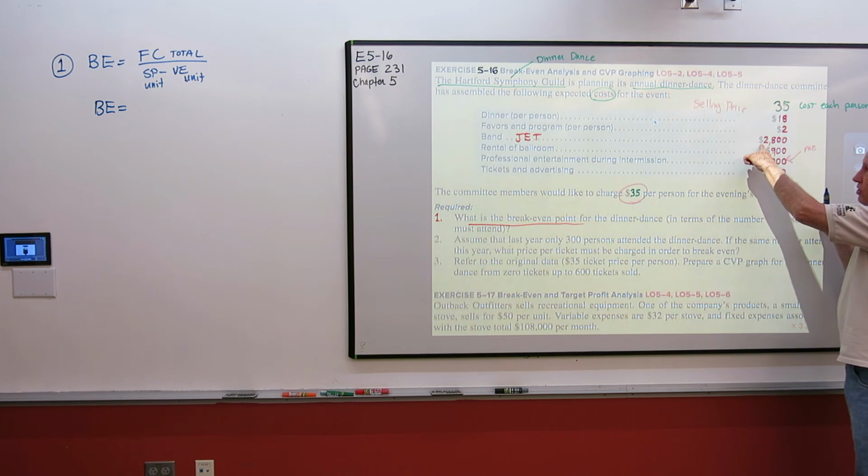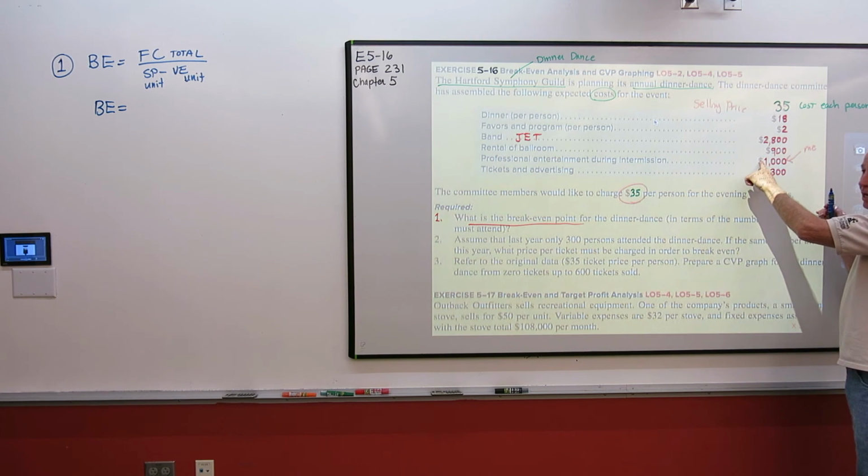That's a fixed cost because it doesn't matter how many people come, you have to pay the $28. No matter how many people come, one or ten, you have to pay for the rental of the ballroom. No matter how many people come, you're going to have to pay the ventriloquist. The ventriloquist is going to stand up there and give his or her act even if there's no people there.